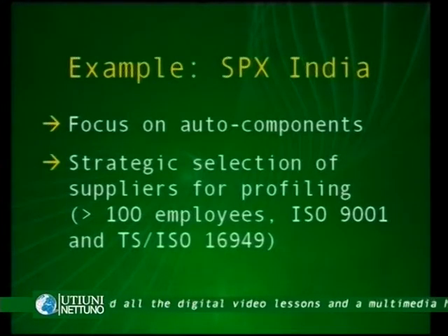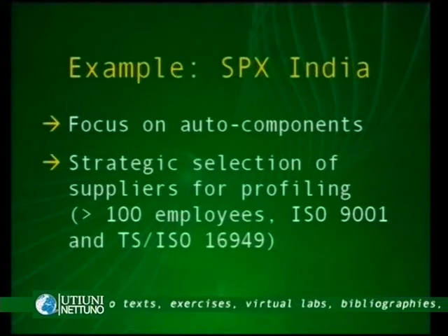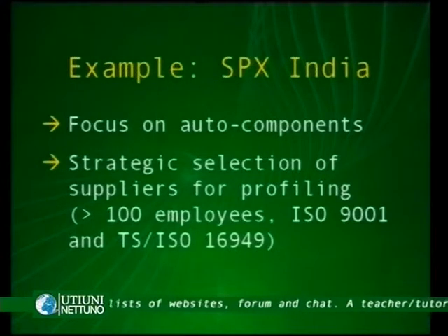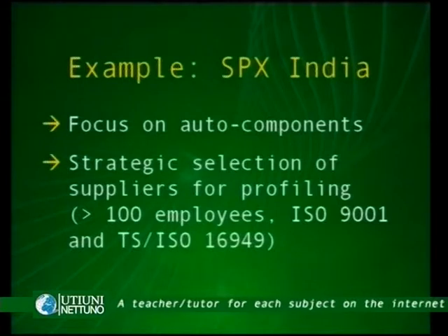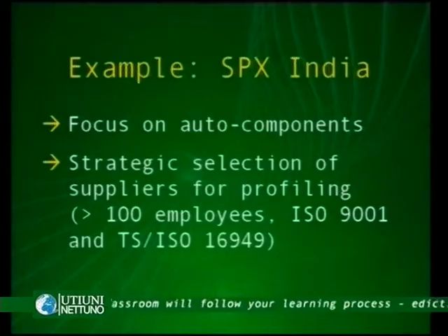The third location is SPX Delhi, which has also a focus on auto components, but a lot less than the other two centers. So what was done is a strategic selection of suppliers for profiling. So in that particular case, the SPX was sitting together with the large OEMs and strategizing their supplier profiling efforts. So the focus here was on companies that are somewhat larger, with more than 100 employees, and that have certain standards in place. Notably, the ISO standard 9001 and a specific quality standard, which is ISO 16949. So that determined the sector strategy of these SPXs in India.